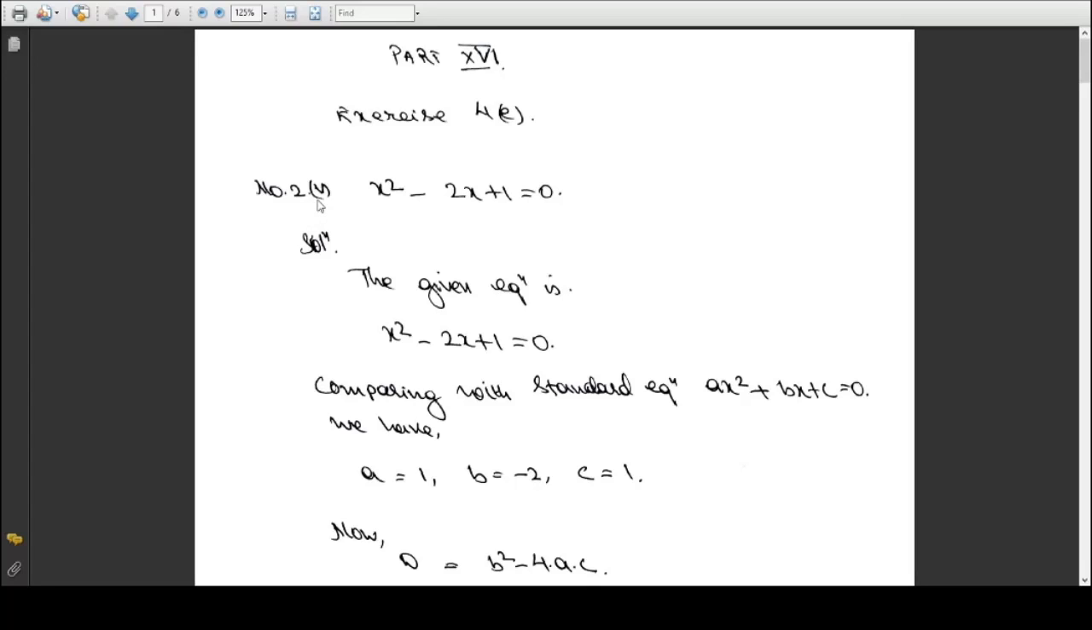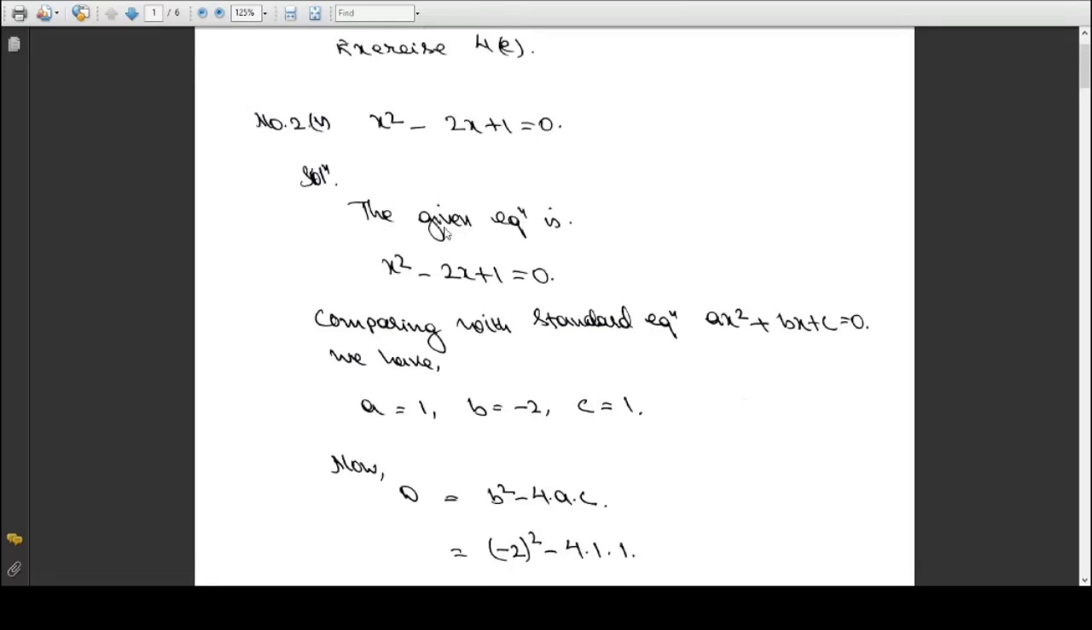The numbers we'll be doing here are from number 2 to 5. Number 2 is x square minus 2x plus 1 equals 0. The given equation here is x square minus 2x plus 1 equals 0. Now comparing this with the standard equation ax square plus bx plus c equals 0, what is a here? A is 1. What is b here? B is minus 2.